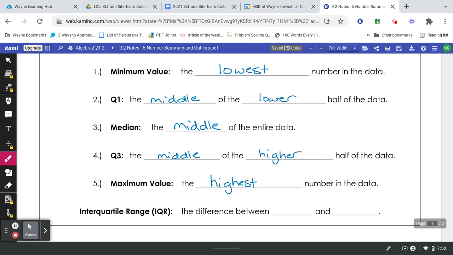And then the interquartile range, we shorten that to IQR, is the difference between Q3 and Q1. So we'll be subtracting there, Q3 minus Q1.